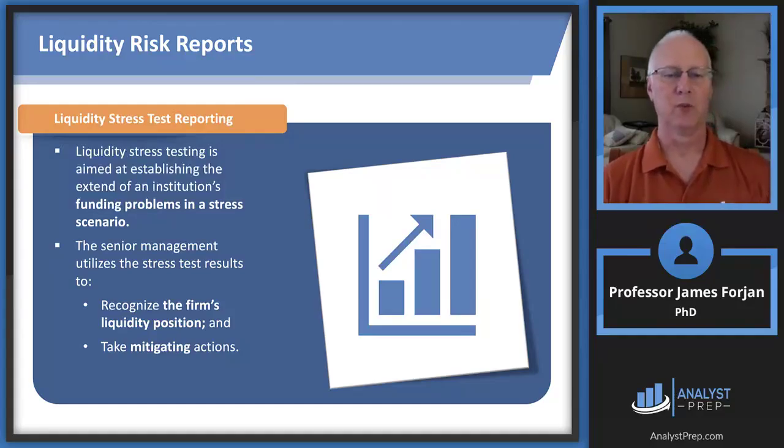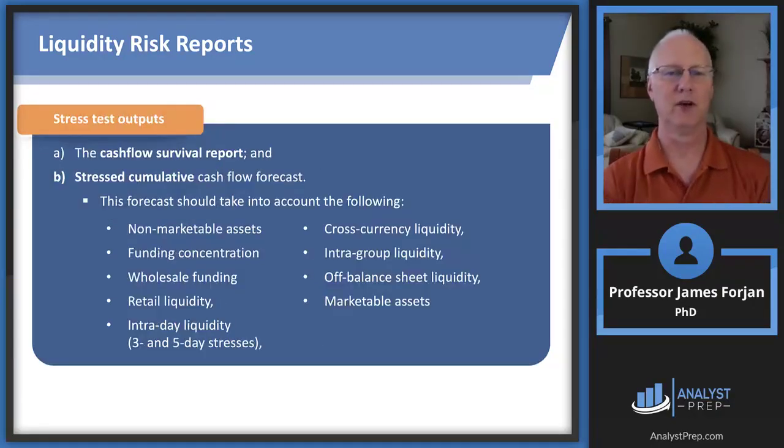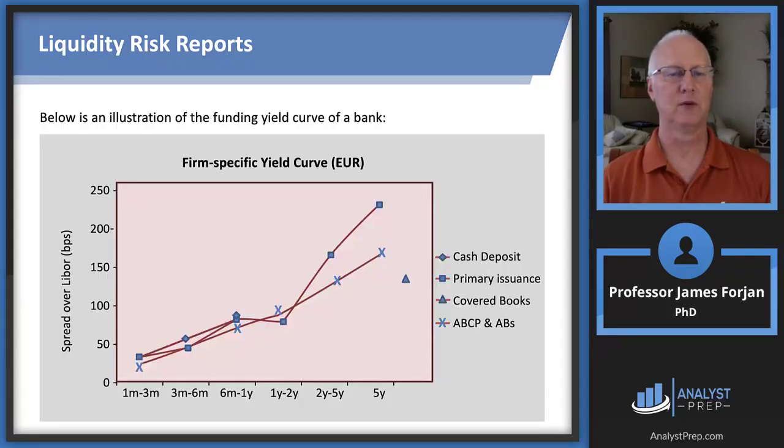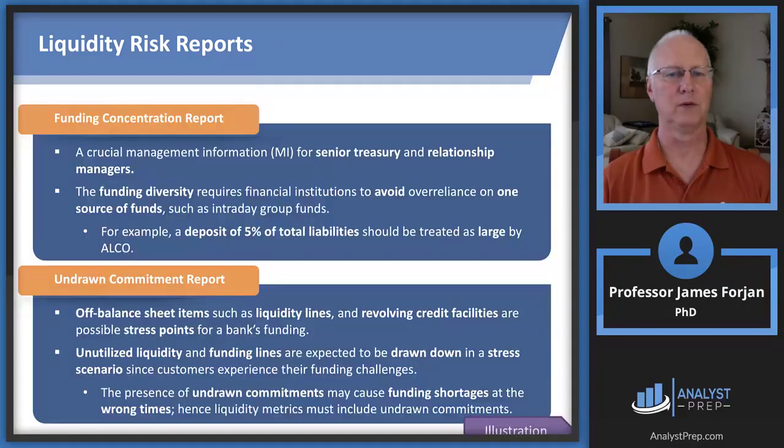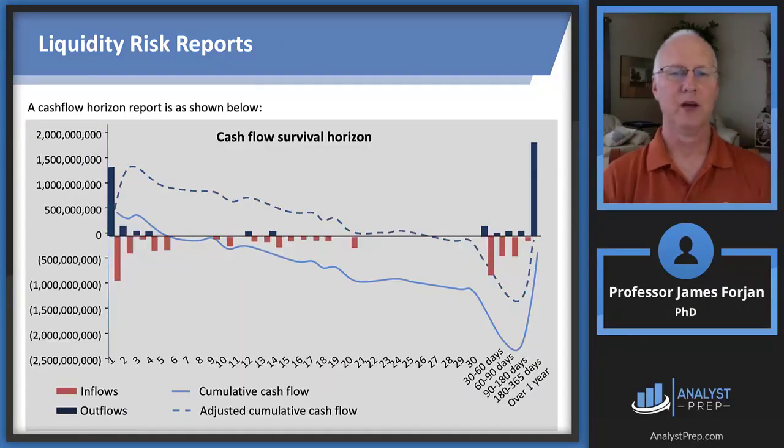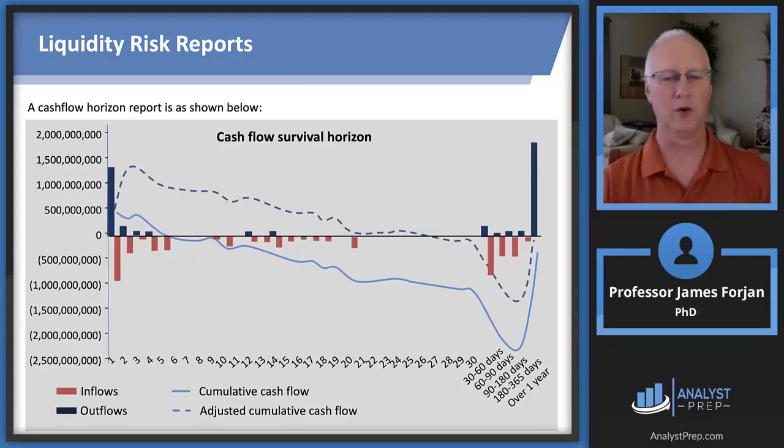So look at those circle points. Recognize the firm's liquidity position and then take mitigating actions. And here are these stress test reports. So, cash flow survival report. And what I'm going to do is swing back, all the way back. Here we go. Here's our cash flow survival horizon. So this is just regular old liquidity stuff.